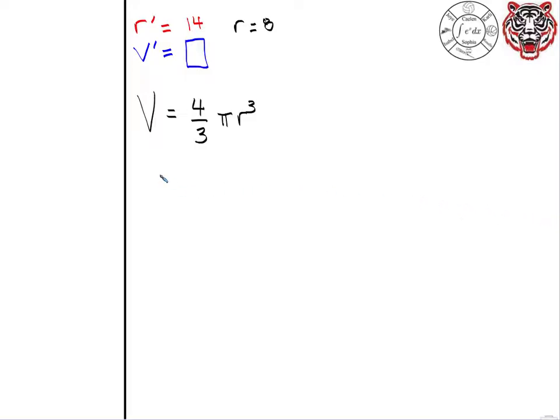Plug in the derivative. Shouldn't you get the derivative? Oh, take the derivative. Okay, so the derivative, V prime. I'm taking the derivative: 4 times pi r squared and r prime.